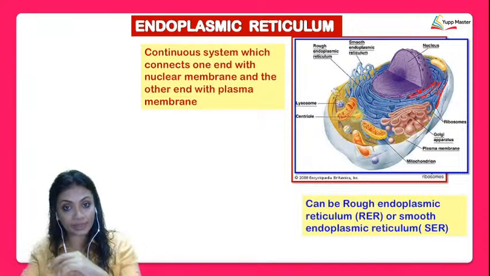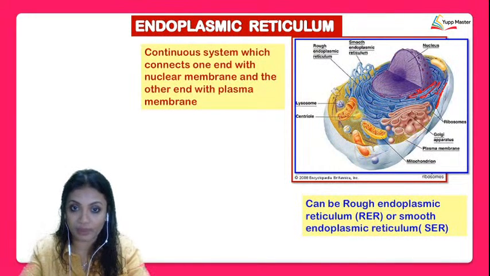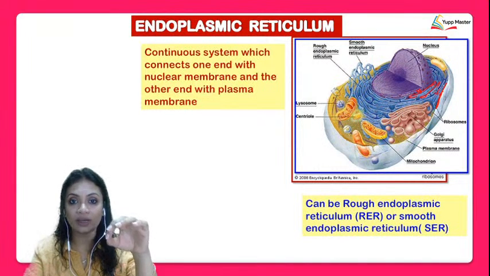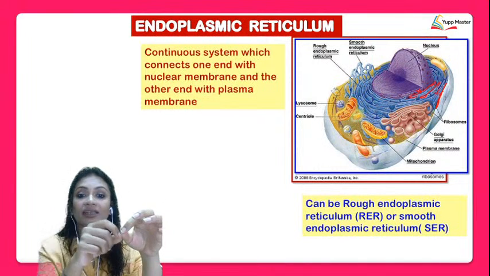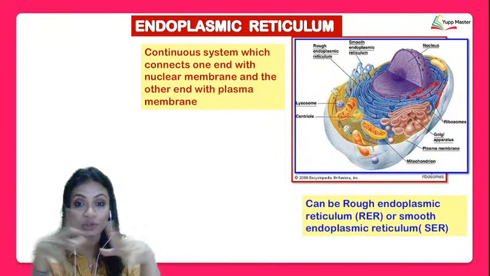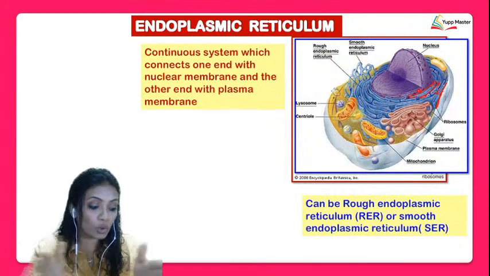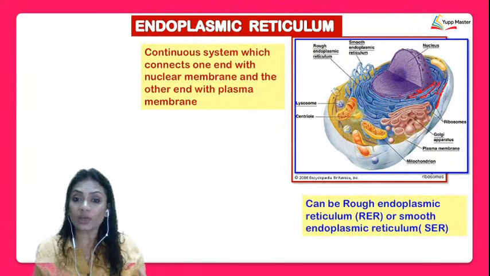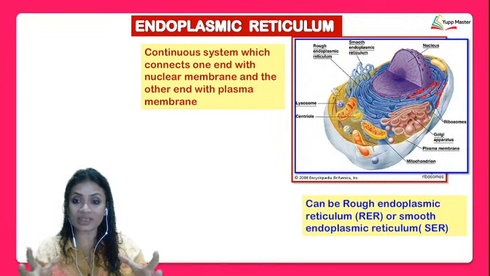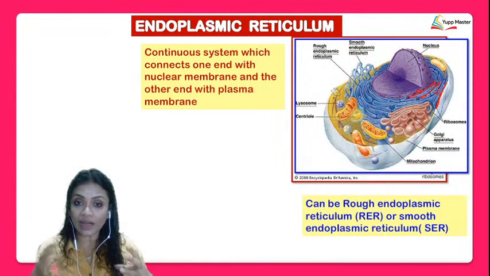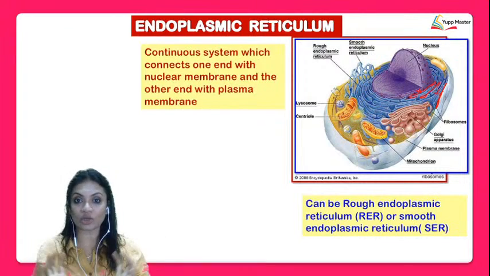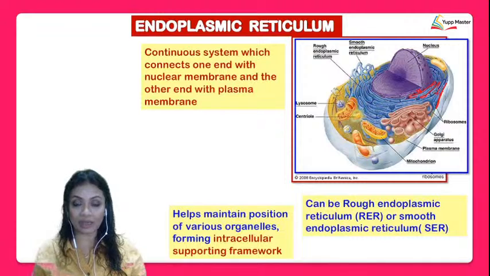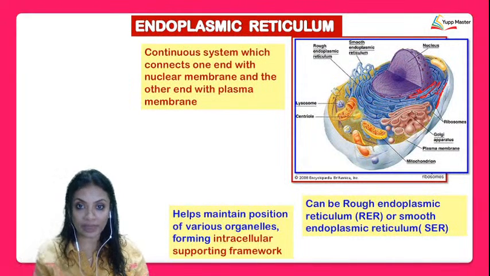So can I say that this endoplasmic reticulum is a continuous system, connecting one end with the nuclear membrane and the other end with the plasma membrane? Do you understand that? So it is basically a whole bridge between the nuclear membrane and the plasma membrane. Can I say that it is actually forming the whole skeleton of that cell? Look at how much space it is occupying in the cell. So we see it also helps in maintaining the position of other cell organelles too.